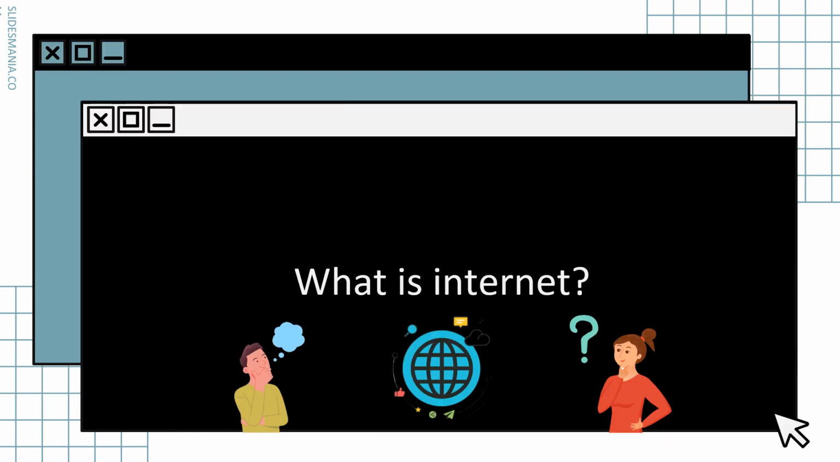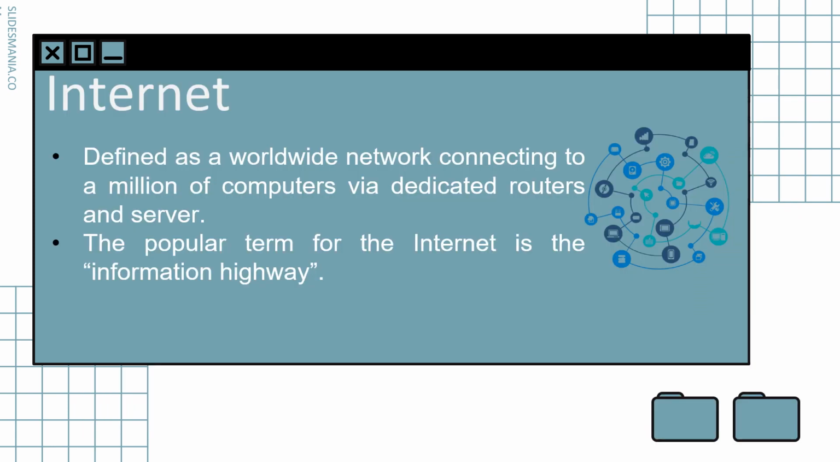Let us define what is the internet. The internet is defined as a worldwide network connecting millions of computers via dedicated routers and servers. The popular term for the internet is the information highway.